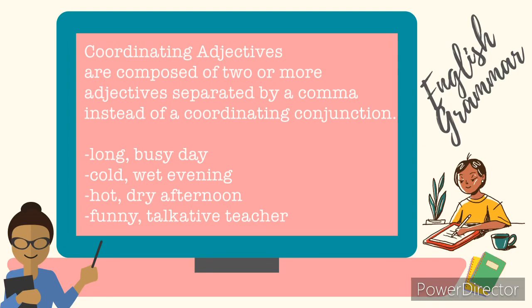Lastly, we have coordinating adjectives. They are composed of two or more adjectives separated by a comma instead of a coordinating conjunction. For examples, long, busy day, cold, wet evening, hot, dry afternoon, and funny, talkative teacher. In these examples, notice that two adjectives are used to describe each object. Those two adjectives are separated by a comma, and they are called coordinating adjectives since they are two.